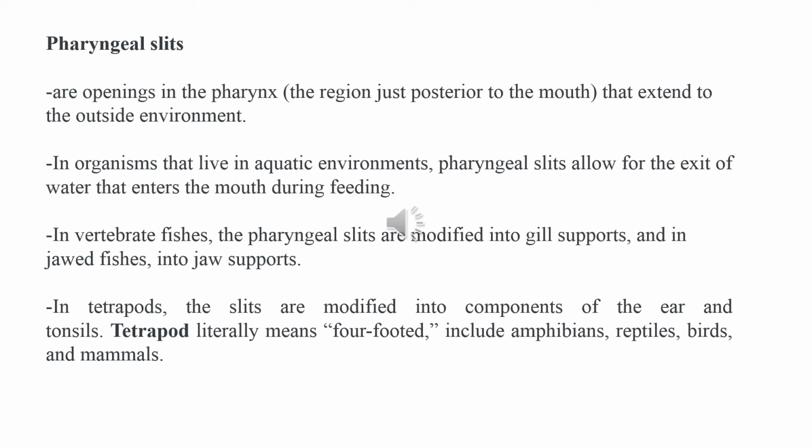In vertebrate fishes, the pharyngeal slits are modified to gill supports, and in jawed fishes, they are modified to form jaws. Now, in case of tetrapods, tetrapods meaning four-footed animals, which include amphibians, reptiles, birds, and mammals, these pharyngeal slits are modified into components of the ear and tonsils.